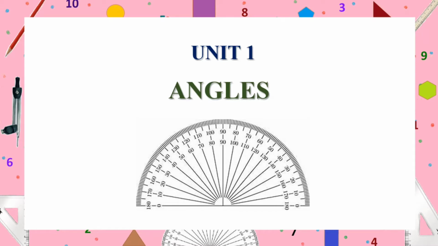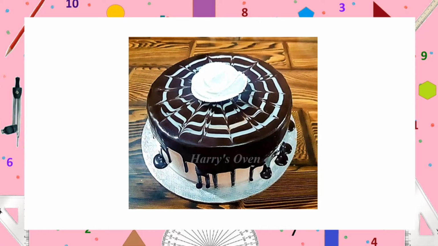First, let me tell you a story. One day, our neighbor bought a chocolate truffle cake from Harry's oven. And he has 4 children. So, he has to divide this cake among his 4 children. Look at this cake. It's in the shape of a circle, right? Okay, so how can we divide a circle into 4 equal parts?